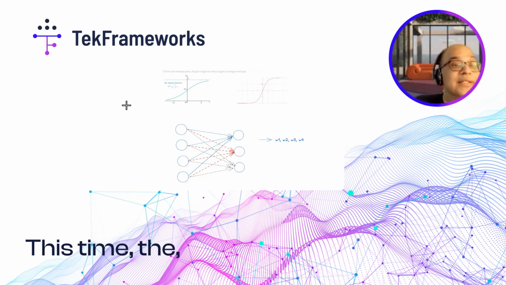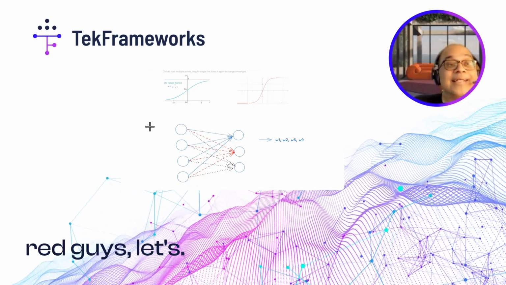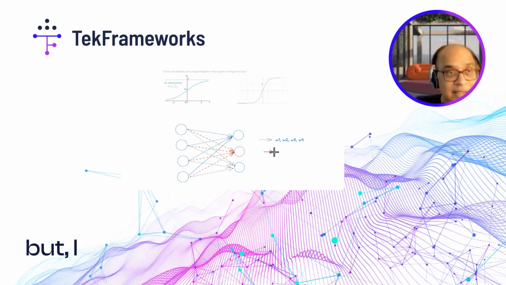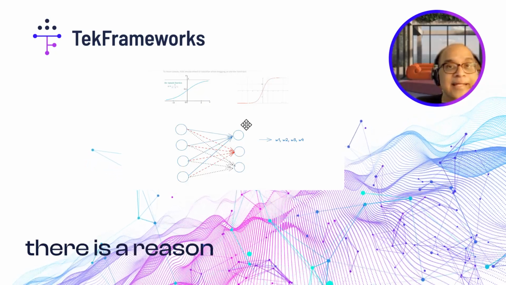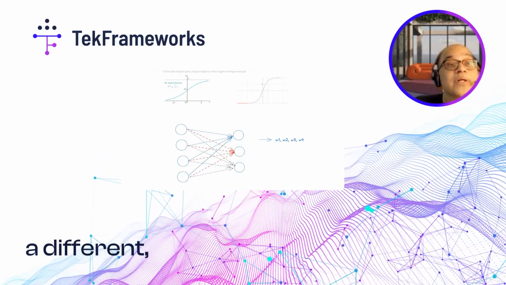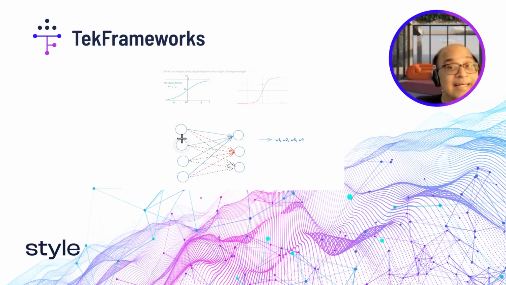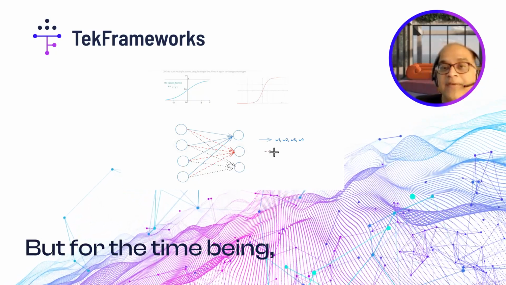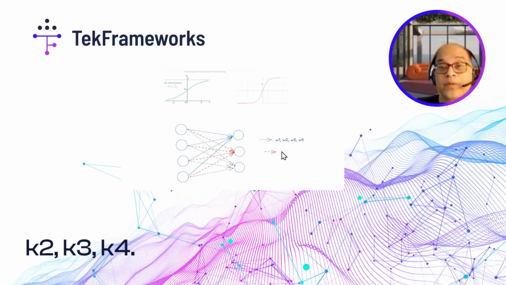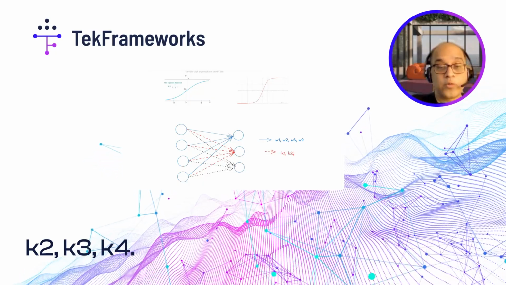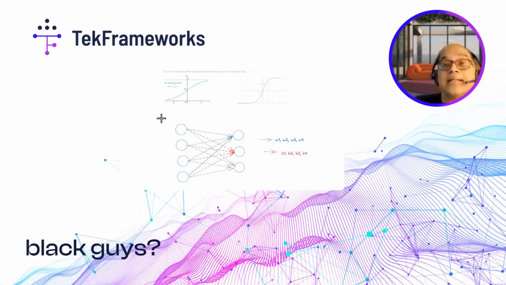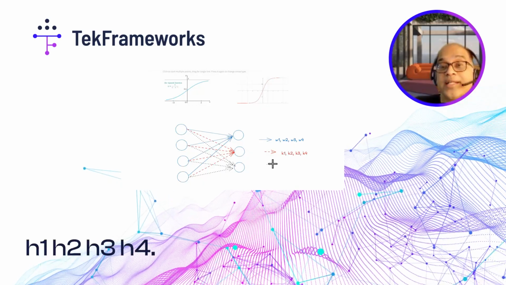Okay. This time the red guys, this is not the most standard representation, but there is a reason why it's simpler, and I will introduce you to a different style once we do the later lectures. But for the time being, let's call the red ones K1, K2, K3, K4, and finally the black guys H1, H2, H3, H4.